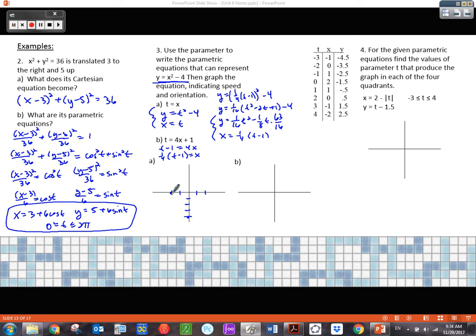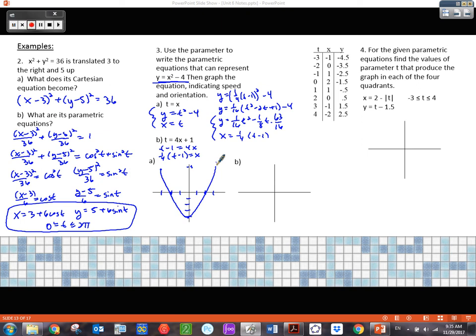So I'm going to pick these points right here. And I'm just going to throw in one other point for fun. Let's throw in plus minus 3. So if I put a 3 here, that would give us, what, 5? So that would be up 5, here and here. Okay. So I know my parabola is going to look like this.